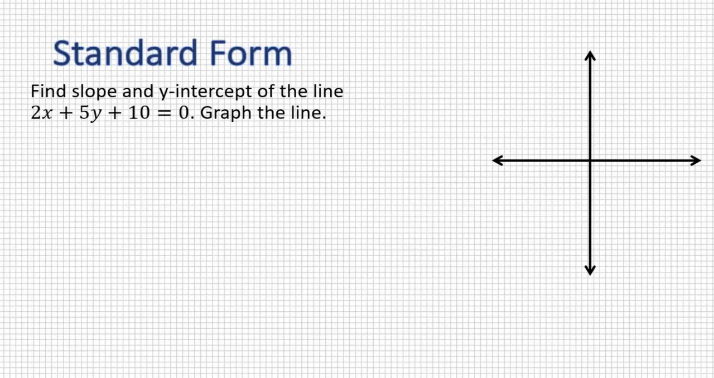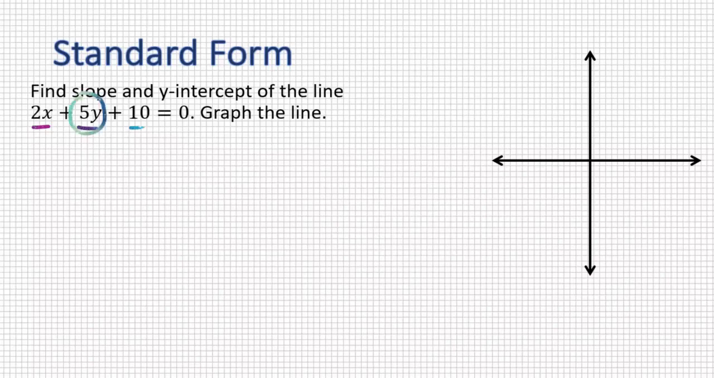Finally, let's have a look at the equation of a line that's given in a different form. This is standard form, 2x plus 5y plus 10 equals 0. So we have both variables as well as a constant on the left-hand side, and the line is set to 0. If we're asked to find the slope and the y-intercept of the line, the easiest way to do this is to rewrite the given equation in y equals mx plus b, or slope-intercept form.